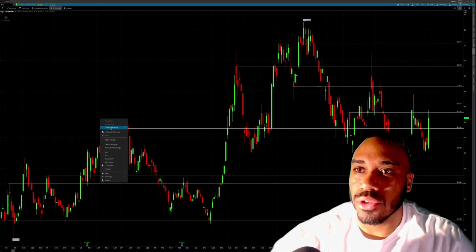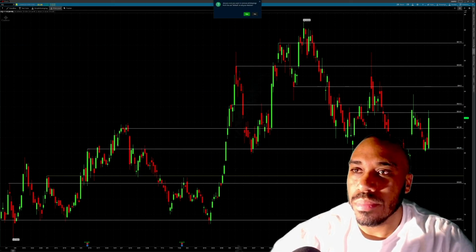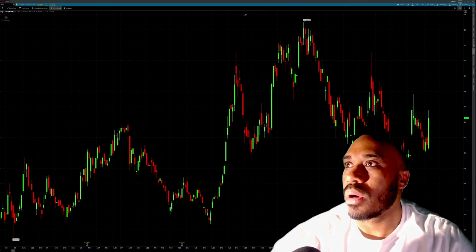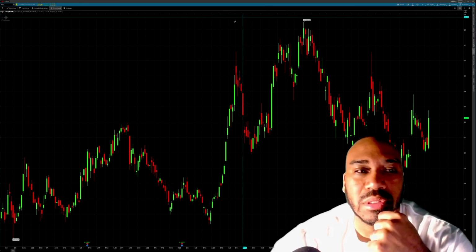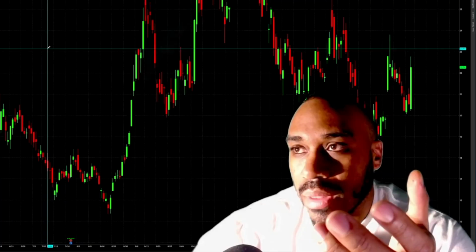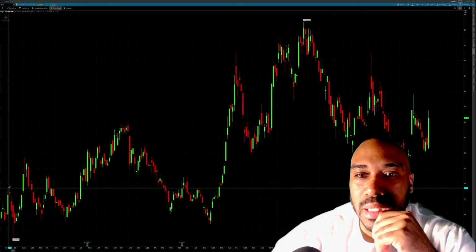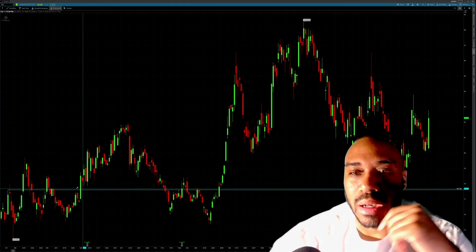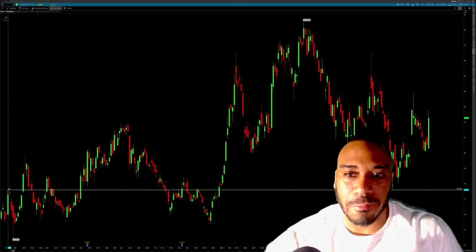So let me clear my drawing set. Okay, so that's horizontal levels of support and resistance. Now, there are horizontal levels; there are no vertical levels. Let's say I draw a level here, a resistance. Here's my resistance, right?